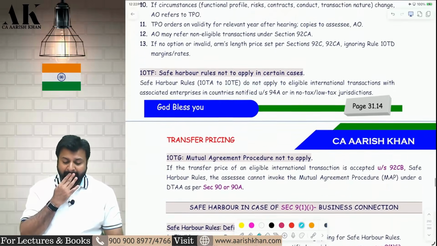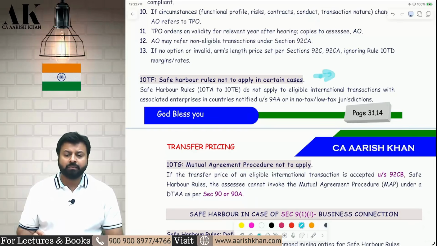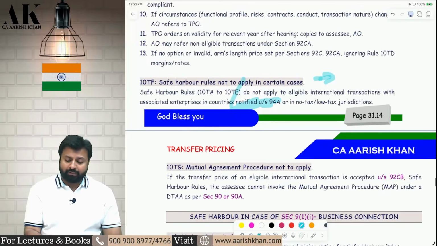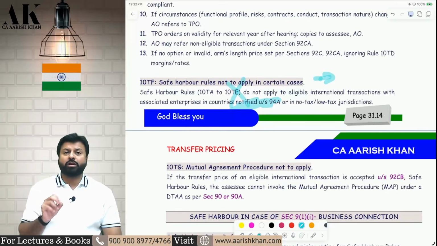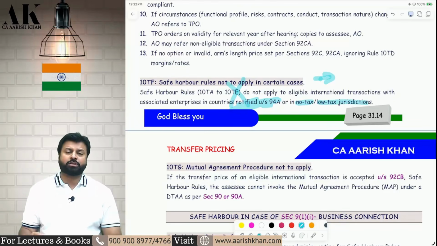Last one or two points over here. Very important point, Rule 10F, very important for exam. Be very careful. The safe harbor rule is not applicable in some cases. If you do a transaction with a person located in an NJA, a notified jurisdictional area, the safe harbor rule is not applicable, or if you are doing a transaction with a person located in a no tax or low tax jurisdiction.